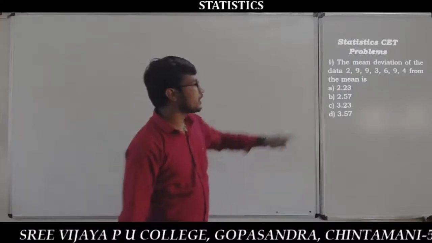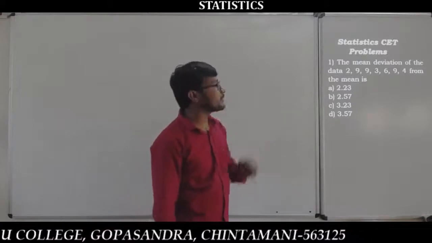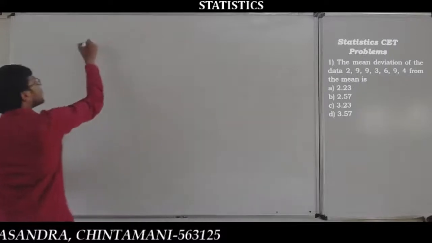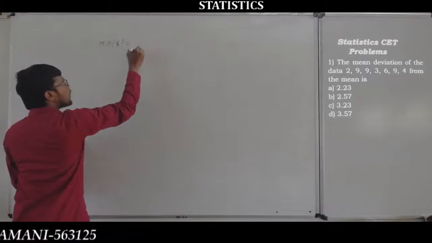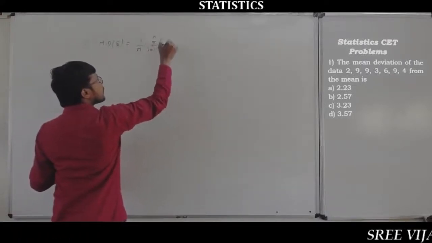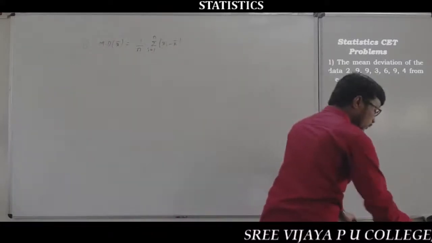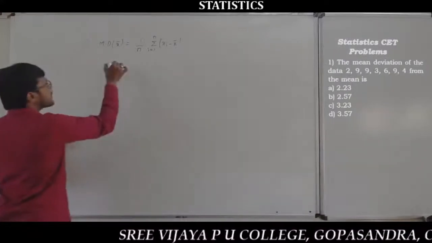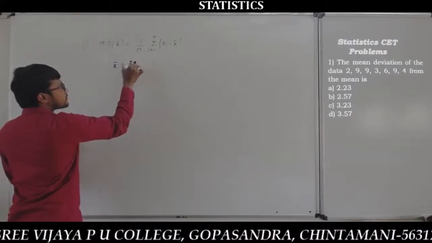The mean deviation of the data 2, 9, 9, 3, 6, 9, 4 from the mean. What can we find? Mean deviation from the mean, right? First of all, the formula is mean deviation from the mean is equal to 1 by n summation of i equals 1 to n modulus of xi minus x bar. First of all, you can find the mean, that is x bar. X bar is equal to summation of x by n.